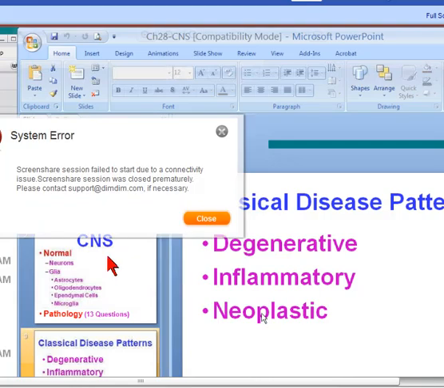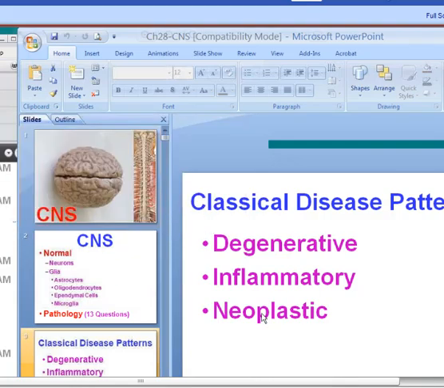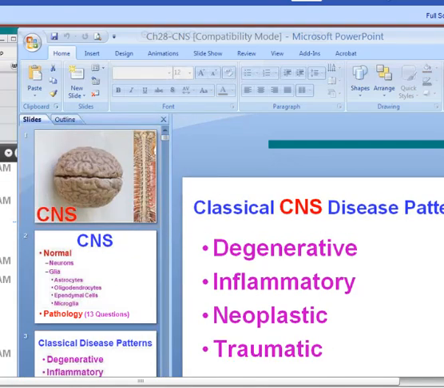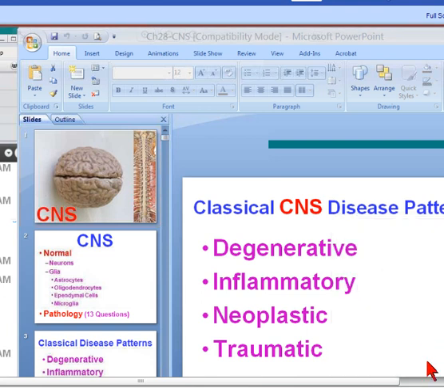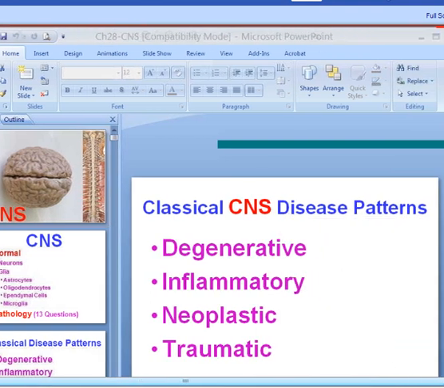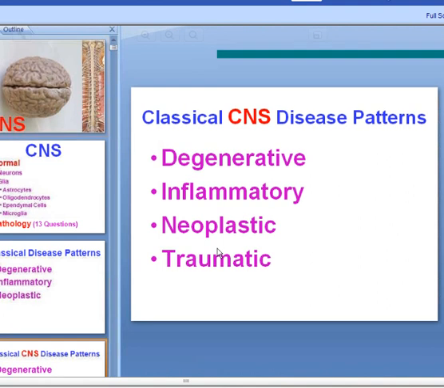Neoplastic. We've done this for every chapter. If you want to do that, fine. We have to remember with CNS, you have to add the fourth category to really be fair, and that's the traumatic category. So we'll be talking about hemorrhages and brain trauma as well. Now, if you want to do it that way, that's fine.